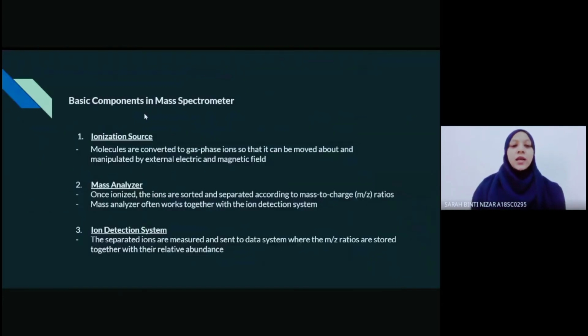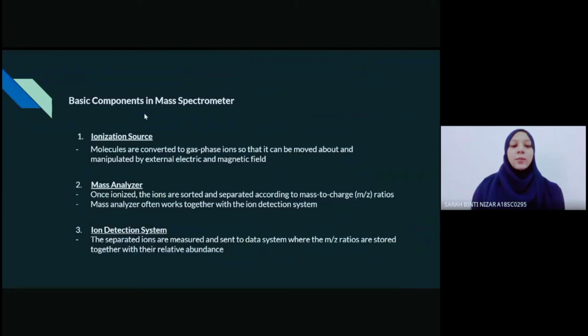So there are three basic components in a mass spectrometer. First is the ionization source. What happens in the ionization source is molecules are converted to gas phase ions so that they can be moved about and manipulated by the external electric and magnetic field. Second component is the mass analyzer. Once the molecule is ionized, the ions are sorted and separated according to mass to charge, M over Z, ratio. The mass analyzer often works together with the ion detection system.